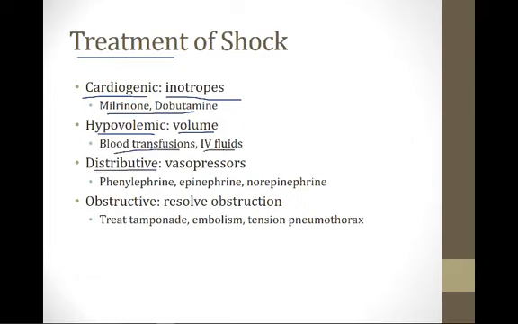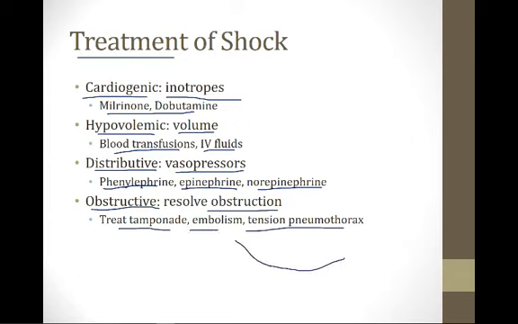In distributive shock, the primary problem is vasodilation, so the treatment is with vasopressors, which are drugs that cause vasoconstriction. These are drugs like phenylephrine and epinephrine and norepinephrine. And then finally, in obstructive shock, the treatment is to relieve the obstruction. So you treat the tamponade by removing fluid from the pericardium, or you treat the pulmonary embolism, or you resolve the tension pneumothorax. Doing all of these actions will resolve the cause of obstructive shock.